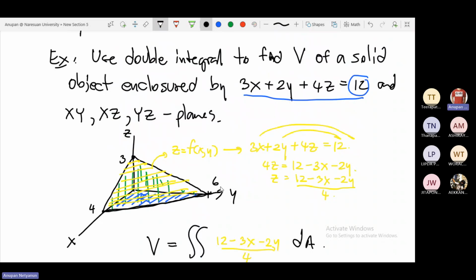Since this line is the intersection of the plane with the xy plane, okay? Now, if you want to find the intersection with the xy plane, your z is equal to 0, right? This intersection happens when z equals 0, right? Because it's on the xy plane. So you just plug in z equal to 0 into the plane equation, this. So you are left with 3x plus 2y equal to 12.